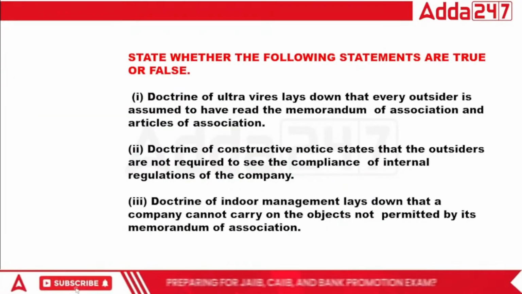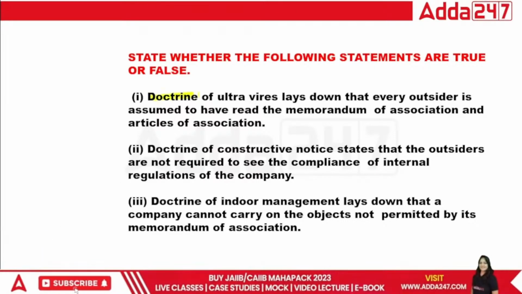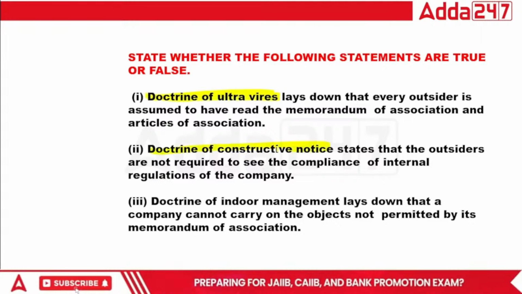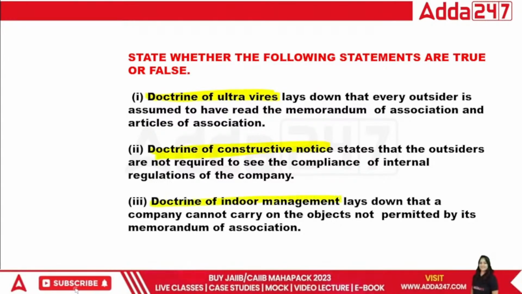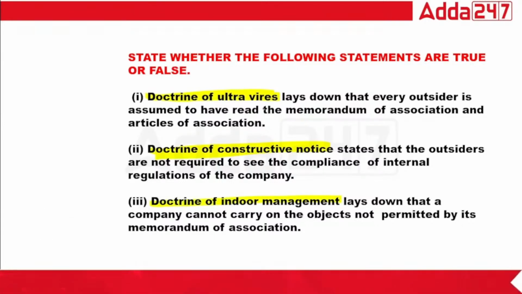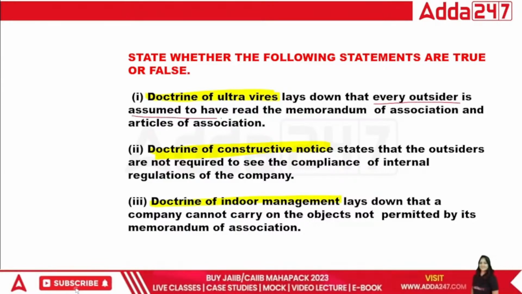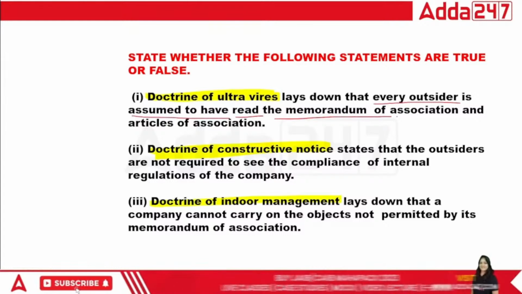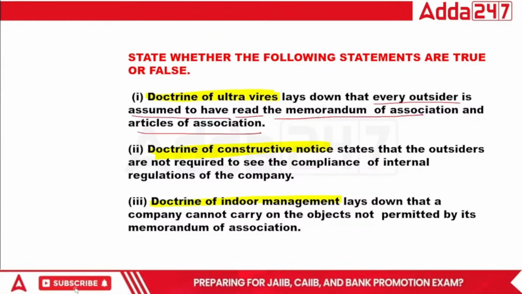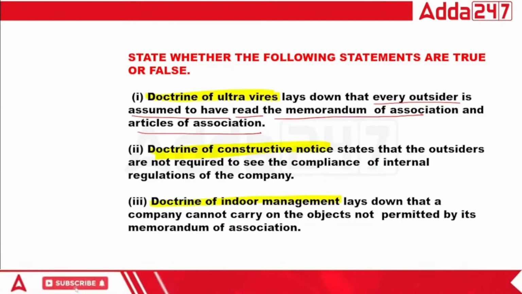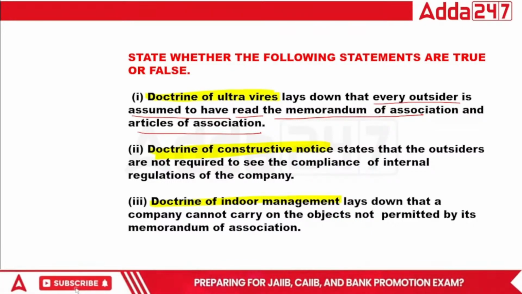Okay, so this is the right answer. Done. Next. See, there are three doctrines and questions on them. Doctrine of ultra vires, right? Doctrine of constructive notice, and doctrine of indoor management. So what is written here in the first point: ultra vires lays down that every outsider is assumed to have read the memorandum of association and articles of association. That is the right point. So first of all, remember the points. For this, you have to know what is the doctrine of ultra vires, what is the doctrine of constructive notice, and what is indoor management. That's it.